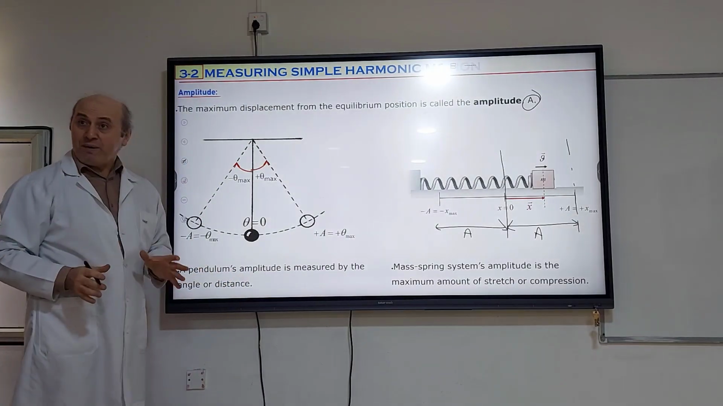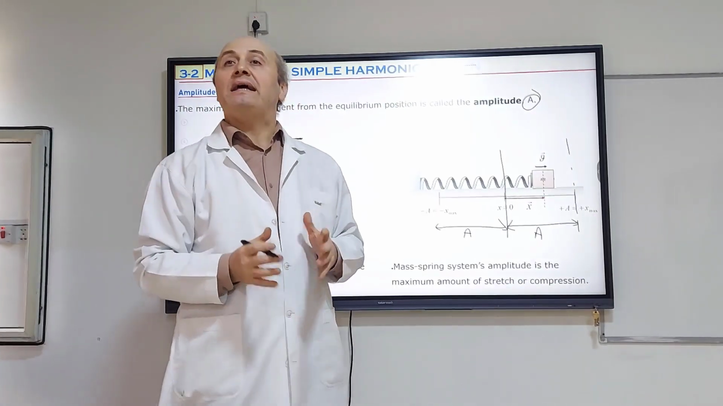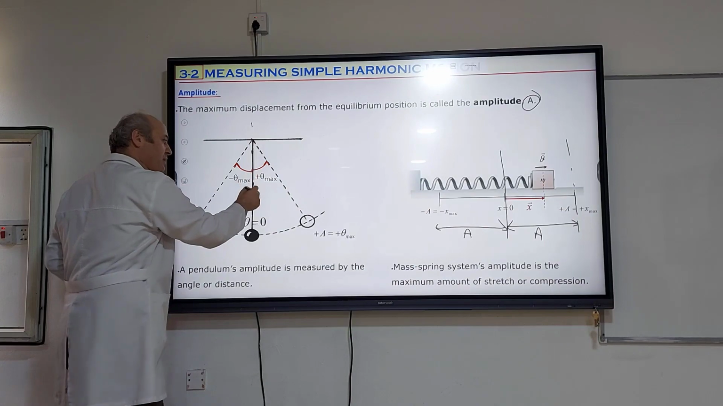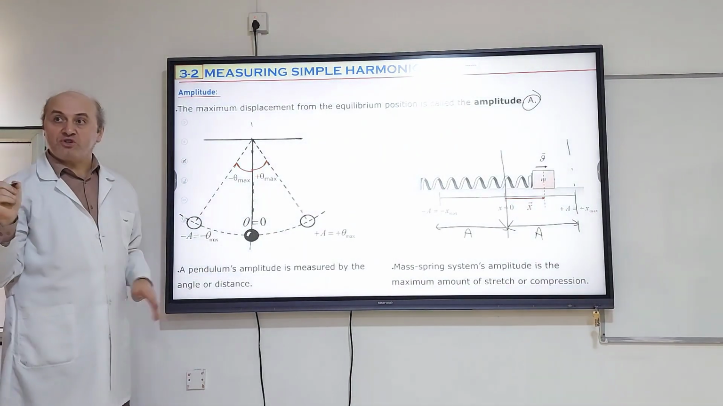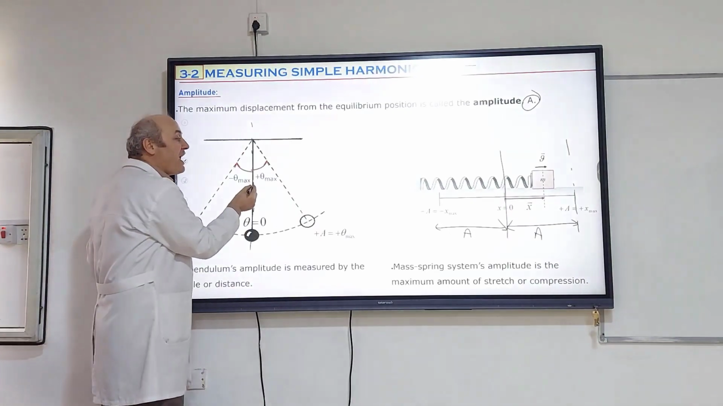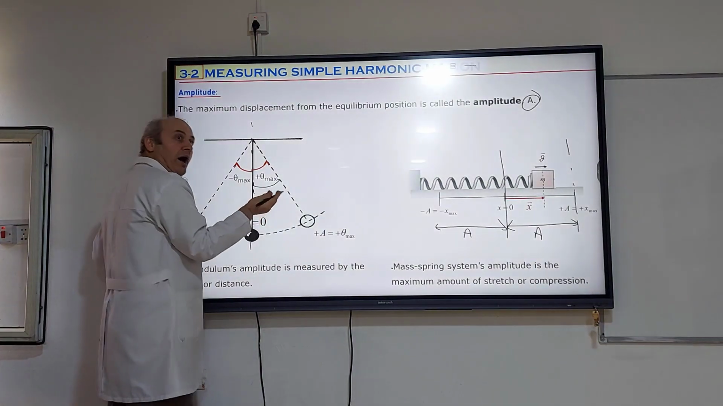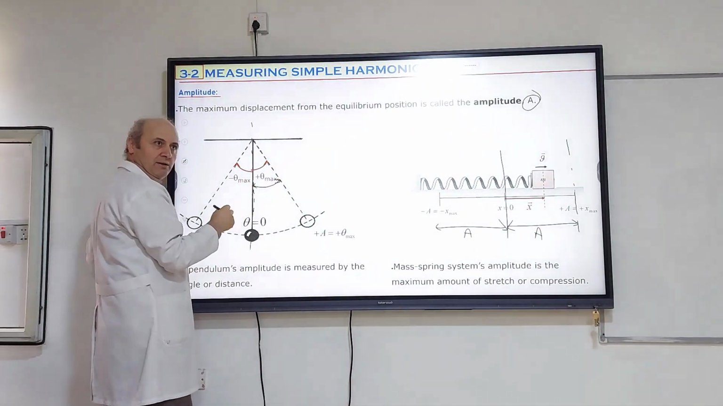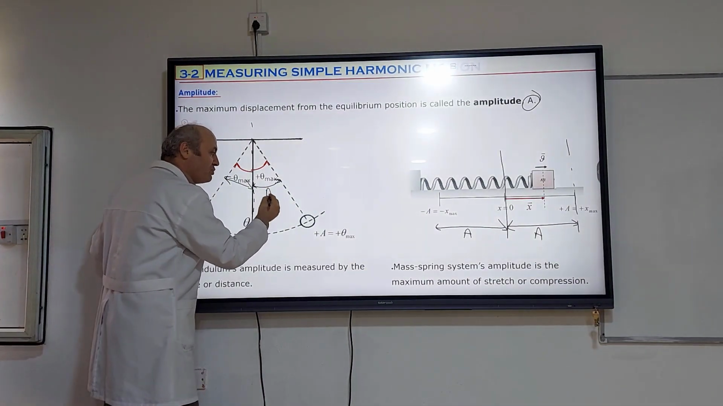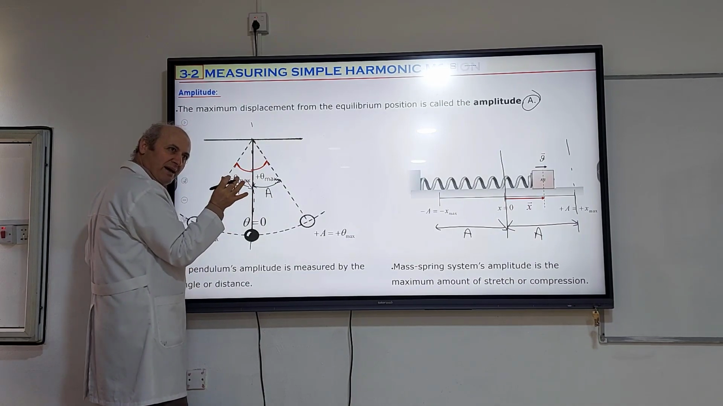But for a simple pendulum, amplitude is a bit different. Because in a simple pendulum, displacement is measured not by length, but by angle. So again, we measure displacement from the equilibrium position, the vertical line. From this vertical line, how much angle away can this pendulum swing? It is amplitude. Again, it can swing on the right, and also on the left. So, if I write capital A, this is also amplitude, but it is measured by angle.